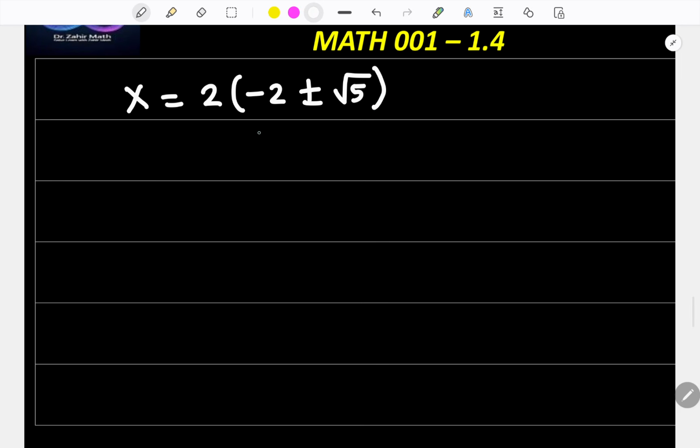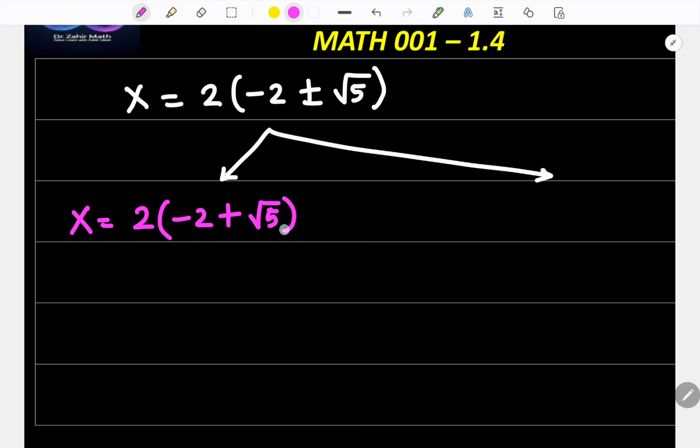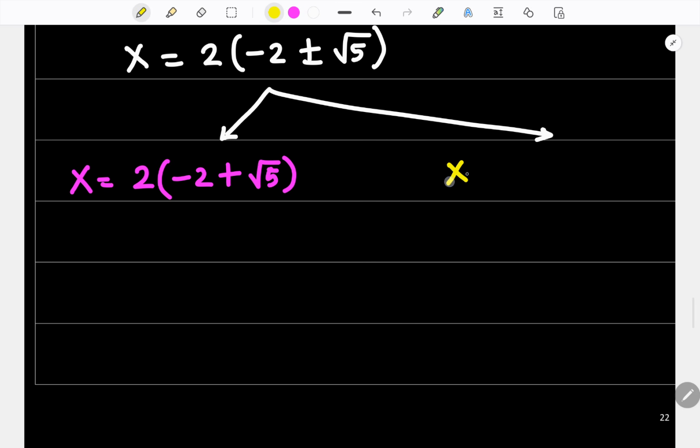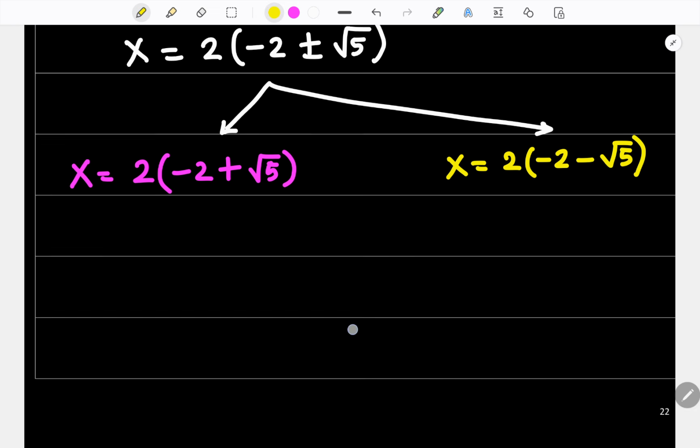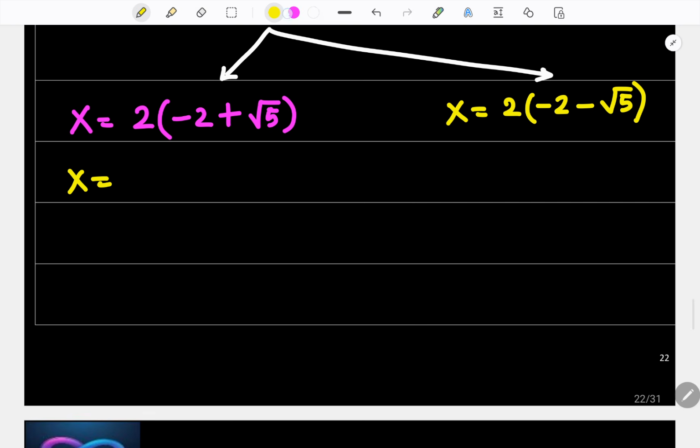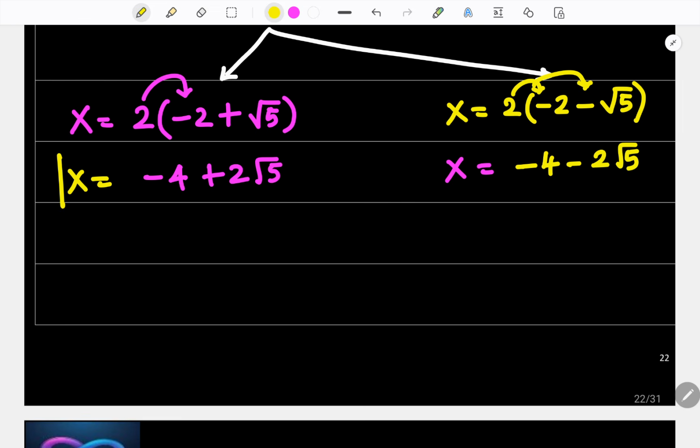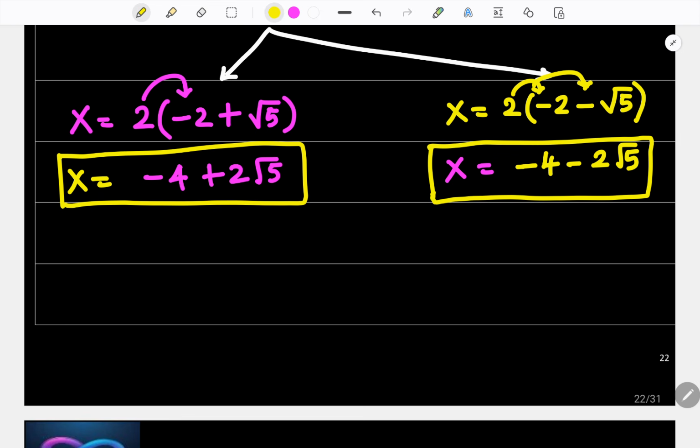Okay, so now we have two answers, right? One with the plus, one with the minus. So with the plus, x equals 2 times minus 2 plus square root of 5. And with the minus sign, you will have x equals 2 times minus 2 minus square root of 5. Okay, everybody? Now what happens? 2 into 2 is negative 4 plus 2 root 5. And here 2 into 2 is negative 4, and then 2 into this is minus 2 root 5. So x equals negative 4 plus 2 root 5, and x equals negative 4 minus 2 root 5.